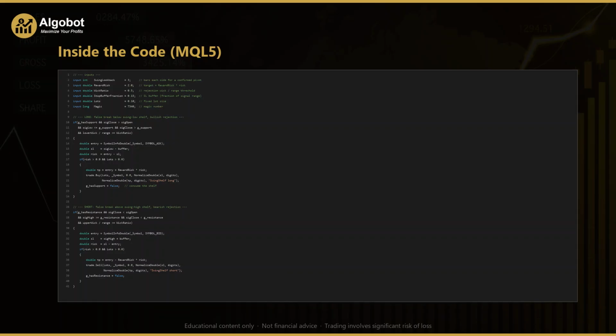The short block mirrors it exactly. It requires a resistance shelf, a bearish candle, a high reaching at or above resistance, a close back below resistance, and an upper wick meeting the ratio. The entry comes from the bid, the stop sits just above the candle's high plus the buffer, and the target is that same multiple below entry. The trade.sell call places the order, and the resistance shelf is consumed.